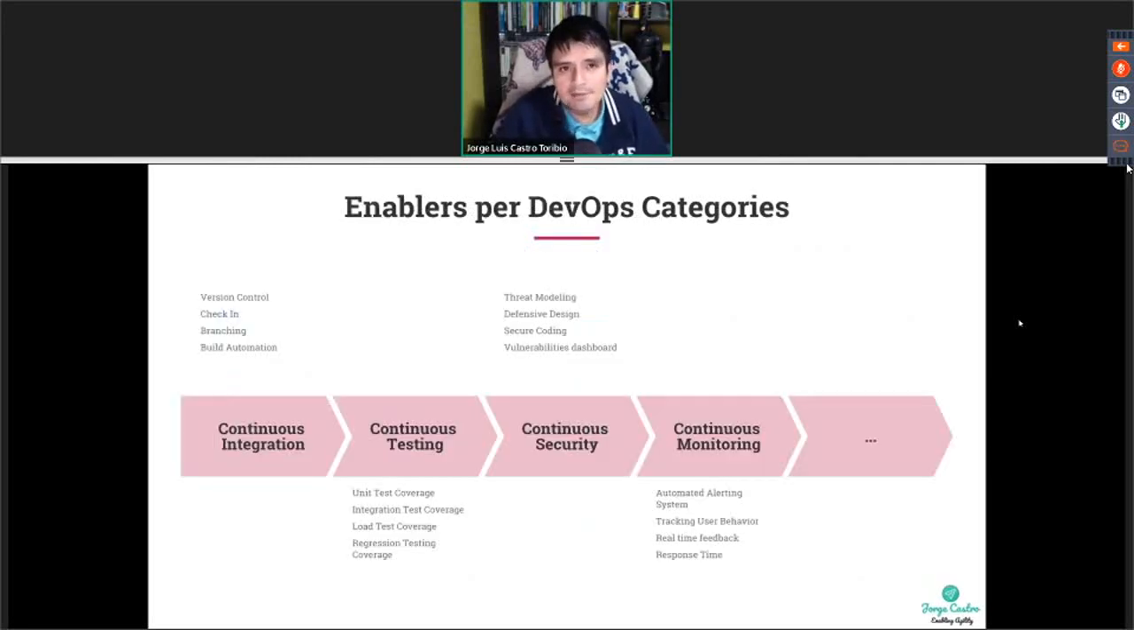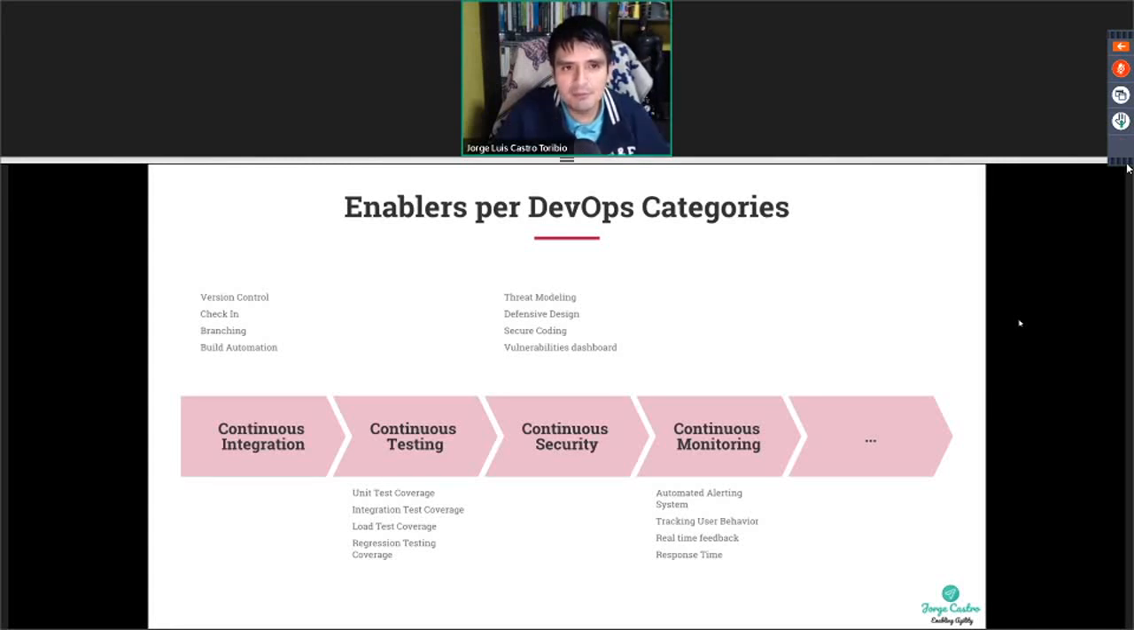Okay, enablers for DevOps categories. Once you have the categories, you need to define some enablers that are going to help you mature each category. For example, if you choose continuous integration as a category, you can define enablers to measure like version control, number of check-ins, branching, build automation, and so forth. If you identify continuous monitoring, you can use enablers like automated alerting system, tracking user behavior, real-time feedback, response time, and so forth.